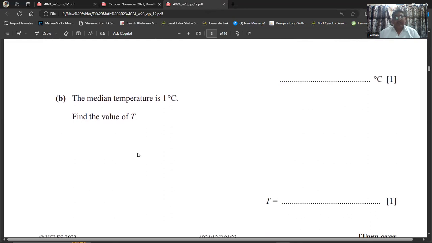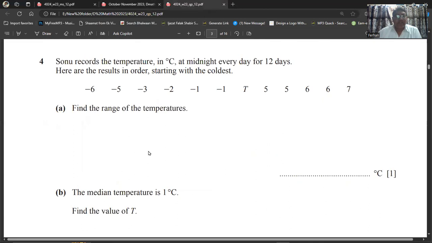Question number 4, and it's B part. Here he says the median temperature is 1 degree centigrade. Find the value of T. Okay. So the median is 1. So very simple.